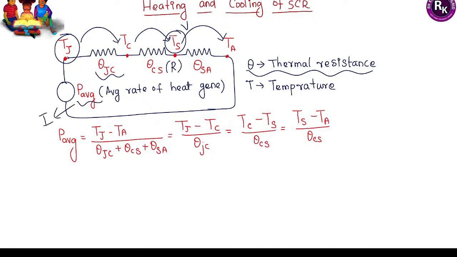Now, according to Ohm's law, if you simply relate, we know I is equal to V by R. In place of I, we have P average. In place of V, we have temperature. In place of R, we have thermal resistance. That's all. Now, how to calculate this average power?